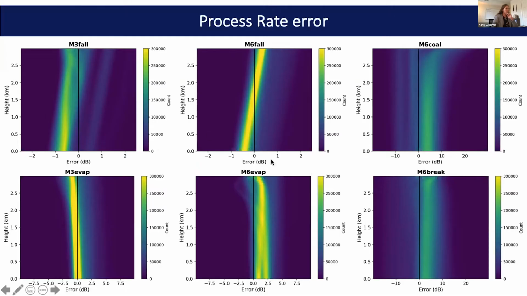One thing I do want to note is that there's not quite as much of a peak in the PDFs for coalescence and breakup, here represented by the cooler colors and the larger spread in errors. And this suggests that we're not getting as good of constraint on coalescence and breakup here.